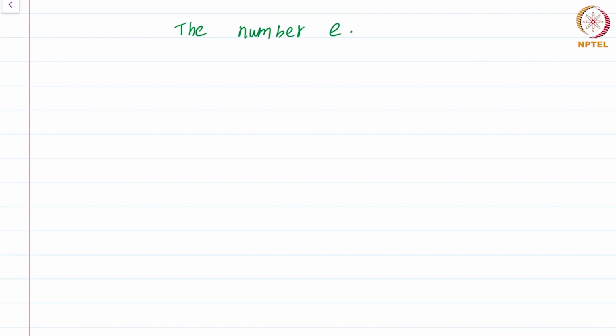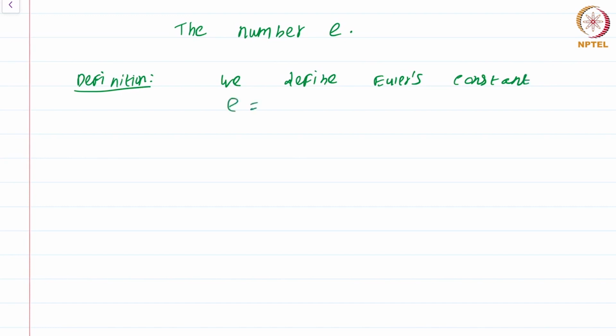So, definition. We define Euler's constant e to be the summation of 1 by n factorial, n running from 0 to infinity. In other words, it's this familiar 1 plus 1 by 1 factorial plus 1 by 2 factorial plus so on.